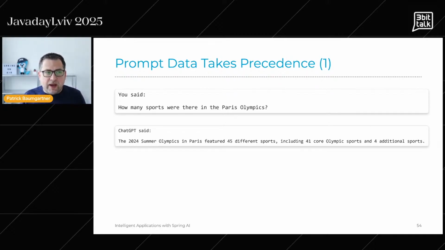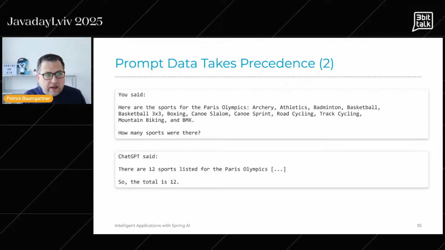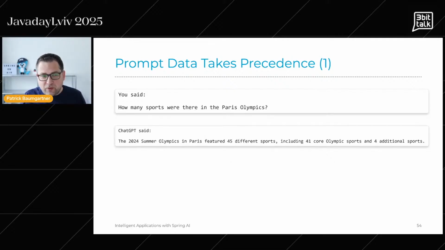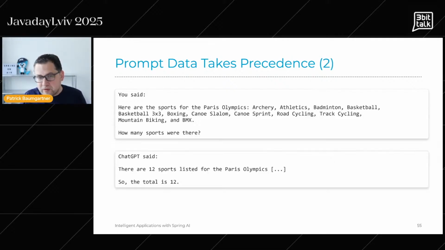And for example, this is just an idea, if you ask for it, right? And then you say, no, in the prompt, I say these and these are my sports. And then you ask how many sports were there, but you said which ones were there, right? And then the model is counting for you. And the difference now is quite big because by default we had 45 different sports. And if you say these are the ones, right, it tells you 12. So your data has precedence over the training data.